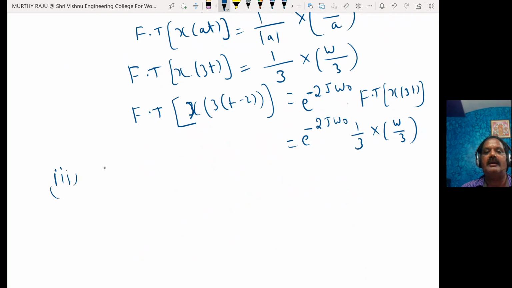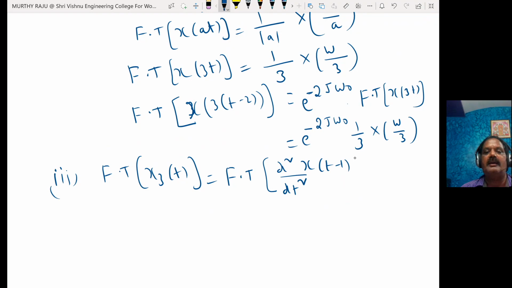Third one, Fourier transform of x3 of t. x3 of t is d square by dt square of x of t minus 1. This is also a shifting property, shifted by 1 unit. That is e power j omega t naught, and t naught is minus 1, that is minus j omega.